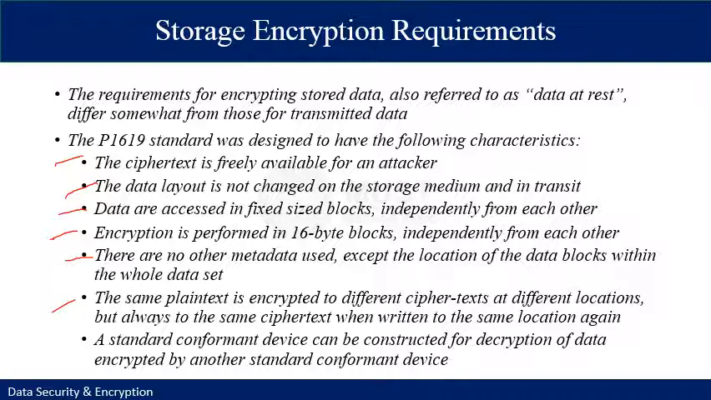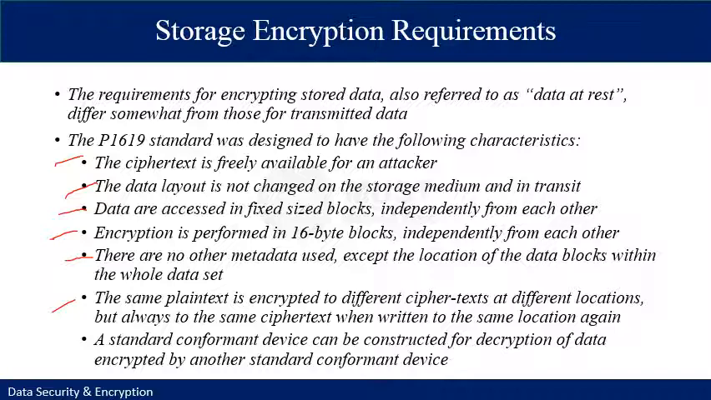So the P1619 considers some of the existing modes of operation for use with stored data. In counter mode, an adversary with the right access to the encrypted media can flip any bit of the plaintext simply by flipping the corresponding ciphertext bit. So consider requirement 6 in this case: use of CBC to enforce the requirement that the same plaintext encrypts to different ciphertexts in different locations. The initialization vector could be derived from the sector number.